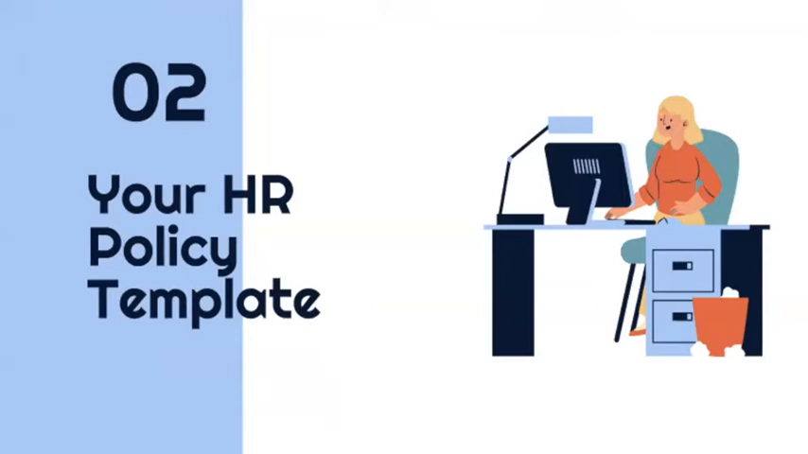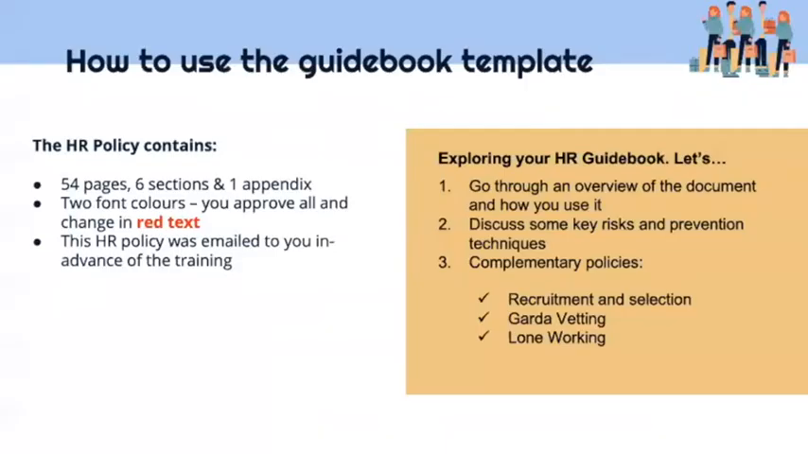We've also mapped the terrain of HR and employment law, so you'll get a sense of the different sections of the policy that we're going to be looking at. The policy itself, you'll see, is about 54 pages, so we're not going to go through it in great detail today. There are about 6 sections and one appendix.